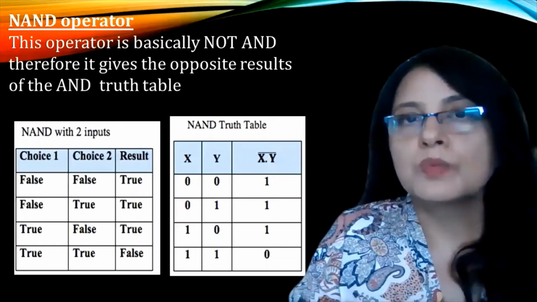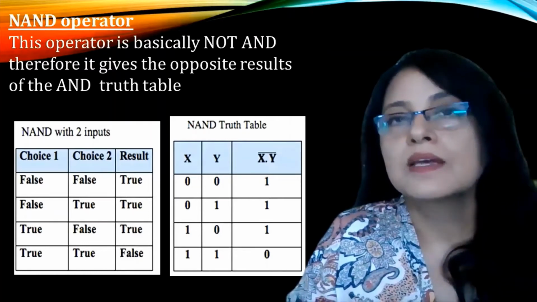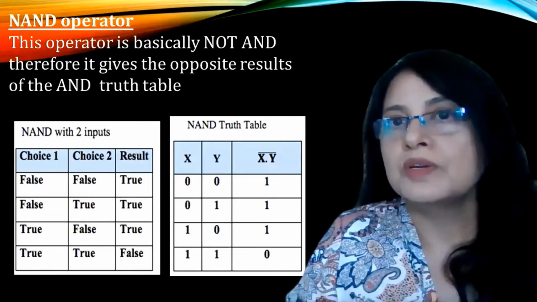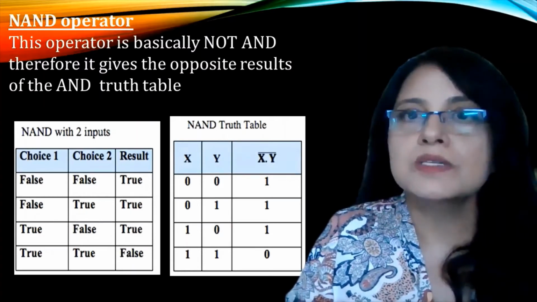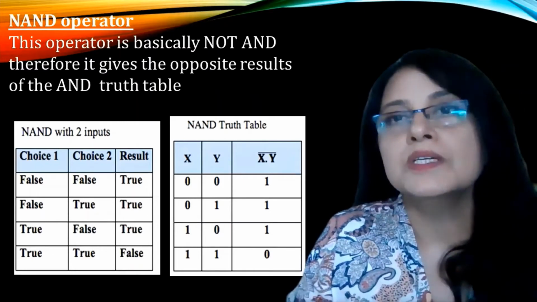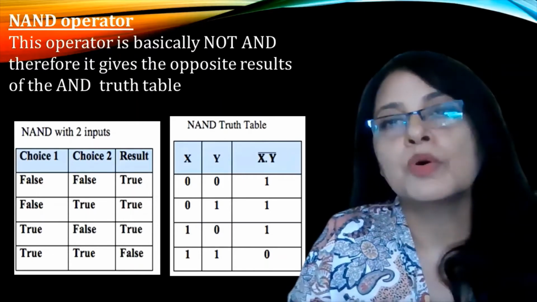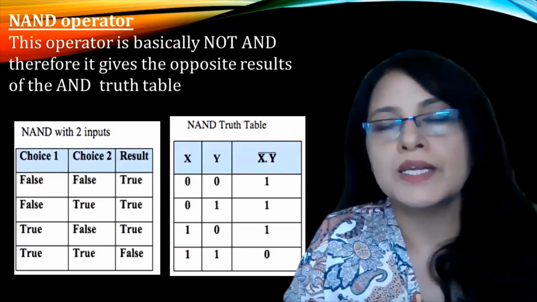NOT AND, or NAND, works in the way opposite to AND. Hence, it will be false only when both the inputs are true. And it is written with the same symbol x dot y, but with a bar on top, or you could also have an accent, which we will see later.